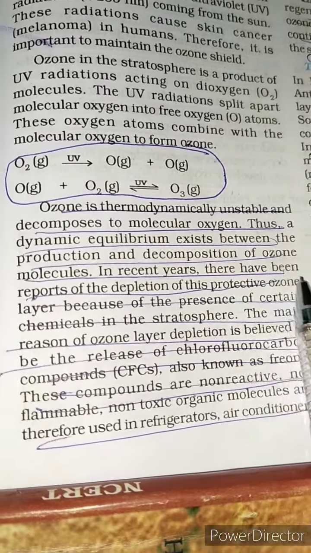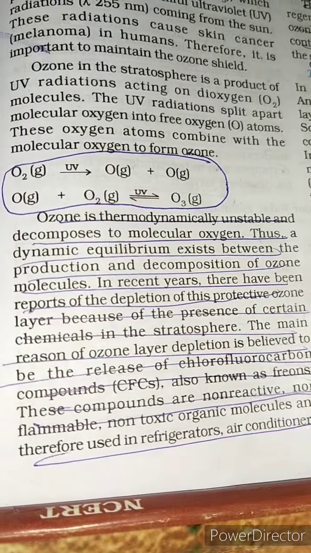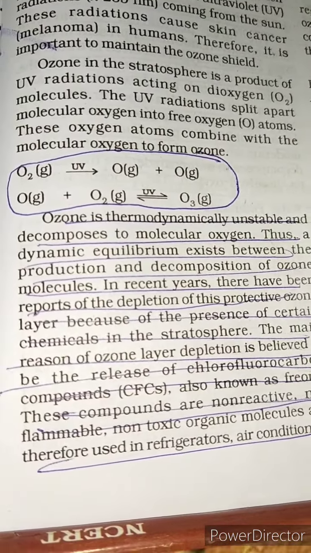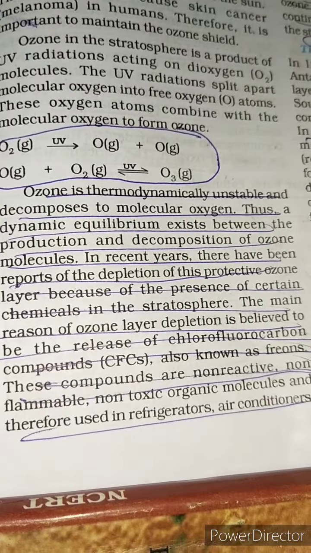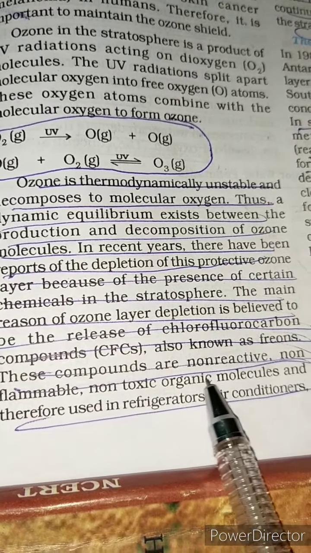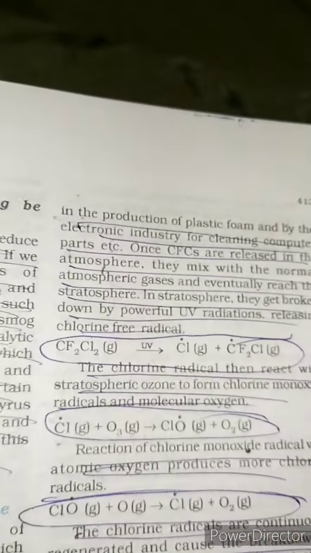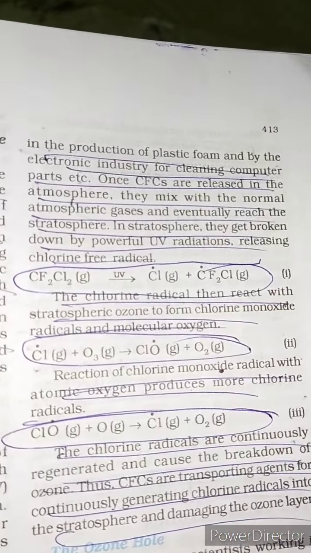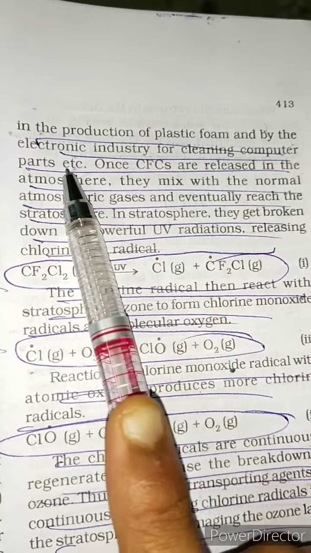In recent years, there have been reports of the depletion of this protective layer because of the presence of certain chemicals in the stratosphere. The main reason for ozone layer depletion is believed to be the release of CFCs, chlorofluorocarbon compounds, also known as freons. These compounds are non-reactive, non-flammable, non-toxic organic molecules and are therefore used in refrigerators and air conditioners, in the production of plastic foam, and by the electronic industry for cleaning computer parts, etc.